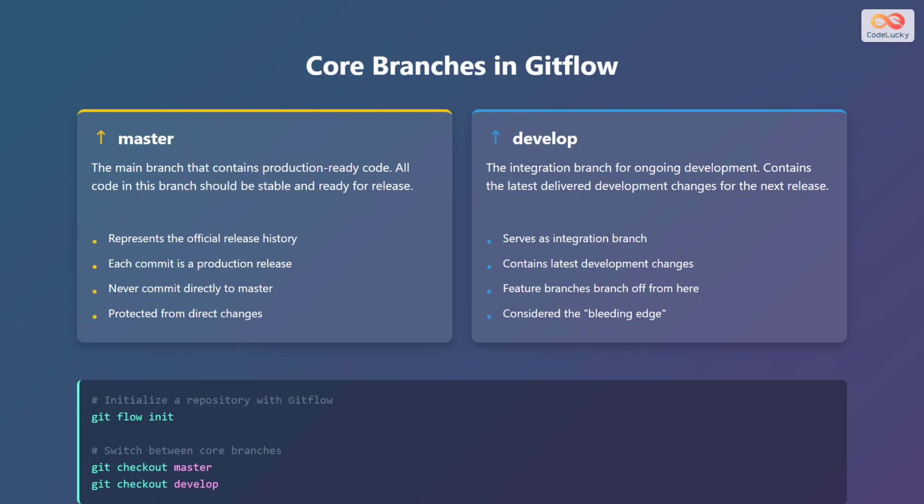The develop branch is where ongoing development takes place. It serves as the integration branch, containing the latest development changes. Feature branches are branched off from here, making it the bleeding edge of the project.